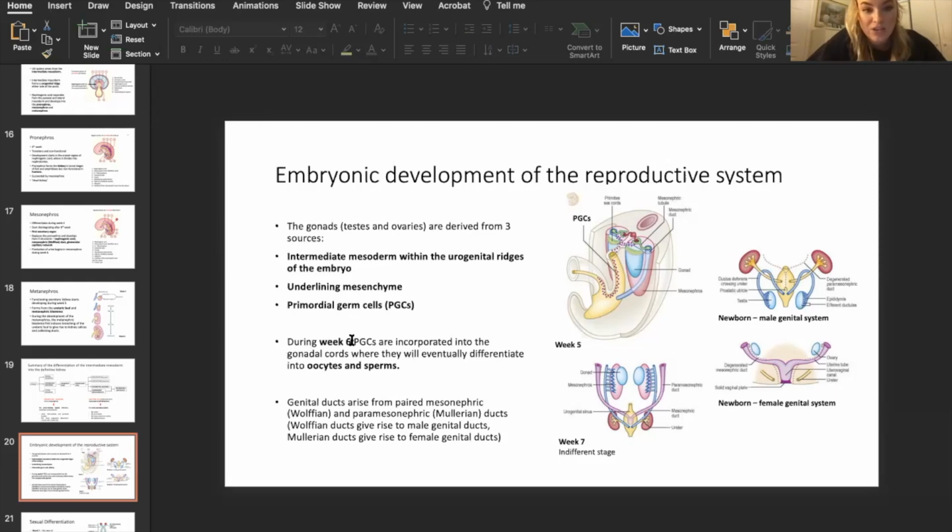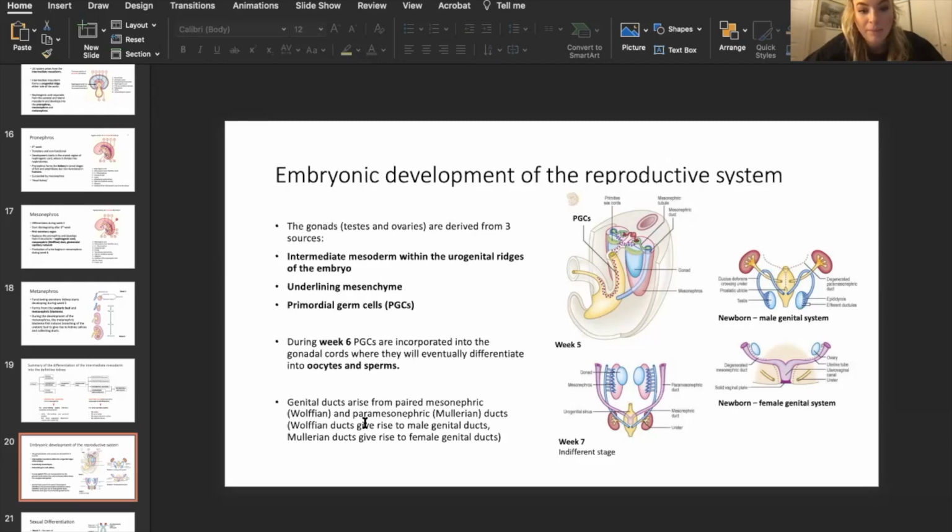So during week 6, we've got these primordial germ cells, which are incorporated into gonadal cords, and they will, like I've just said, eventually differentiate into the oocytes and the sperm cells. Bit of a complicated image going on the right here, but if you just look at the 2 furthest images on the right, you can see the very basic structure of both male and female genital systems in a newborn. We have genital ducts arising from the paired mesonephric and paramesonephric ducts.